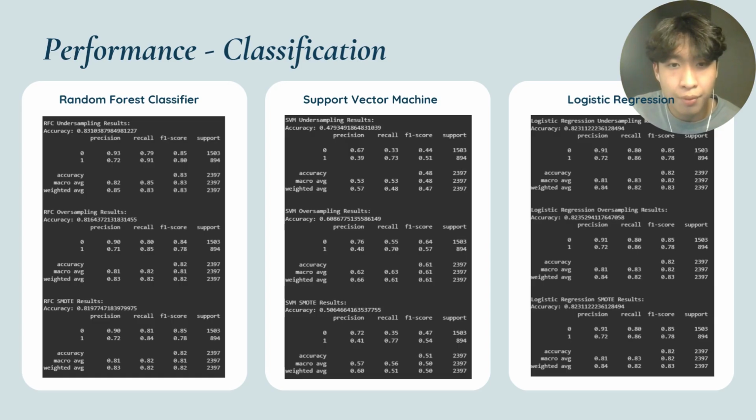And the most underperforming model would be the support vector machine with an average of around 55% for accuracy, and the precision, recall, F1 score, and support fluctuate throughout the sampling techniques. And the second best would be logistic regression, which would have 82% for most accuracy, and precision, recall, F1 score, and support are more or less the same, also similar to the random forest classifier.